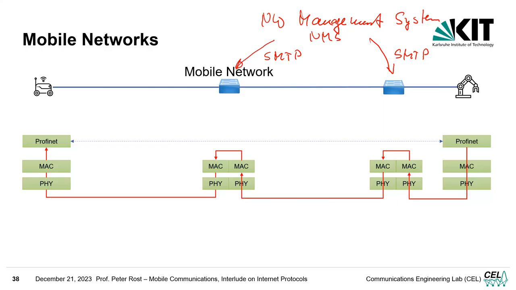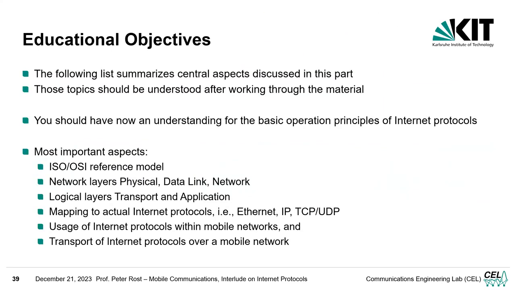Excuse me. Okay, so this was already the last slide. Just to summarize this again, you should now have a good understanding of the very basic operation principles of internet protocols. So what's the OSI reference model? What are the different network layers, so physical layer, data link layer, network layer? Why do we need these logical layers, so transport layer and application layer? How is this mapped to actual internet protocols like Ethernet, IP, TCP, UDP, and so forth? And how are these internet protocols used within a mobile network.